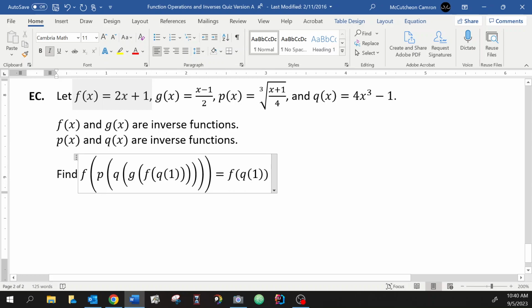That's all the work it takes. But most people just saw this and left it blank. But why? If you understand inverse functions, you understand that they cancel each other, and there's no reason to leave it blank.